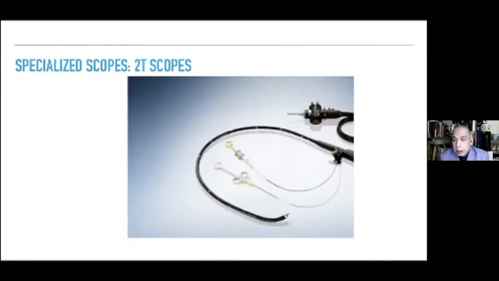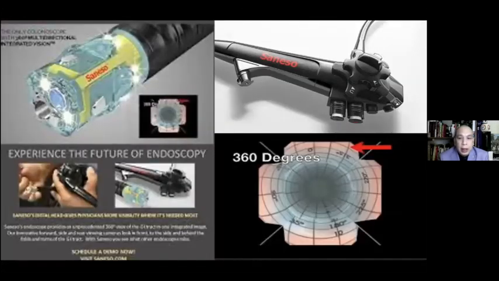Other specialized scopes like the 2T scopes have two channels, usually used for GI bleeders, but also used as part of the OverStitch endoscopic suturing device. I'll show you some videos later for this. And then other scopes like the Sanese, wherein this is a colonoscope that has a 360 degrees view of the colon to increase your polyp detection rate. Just to show you an image, but it's not available in our country.